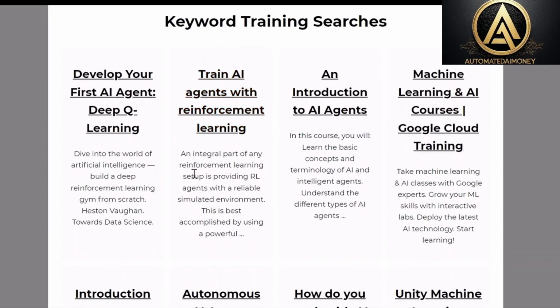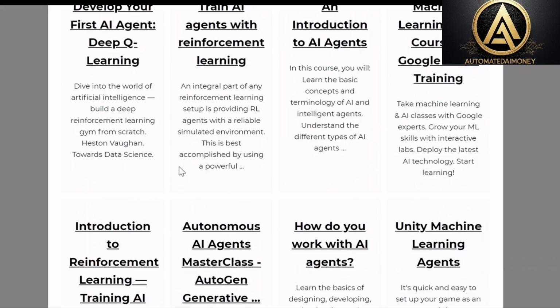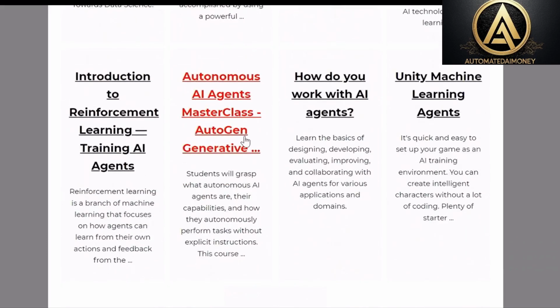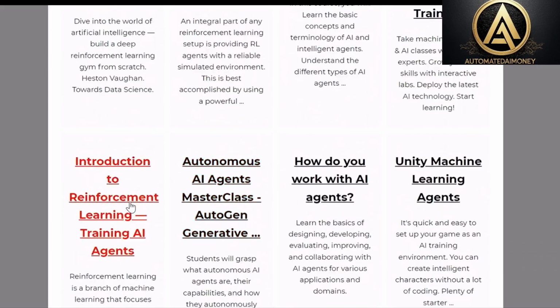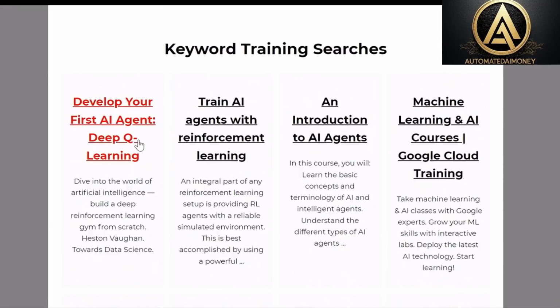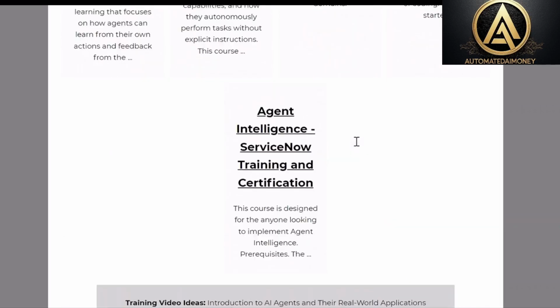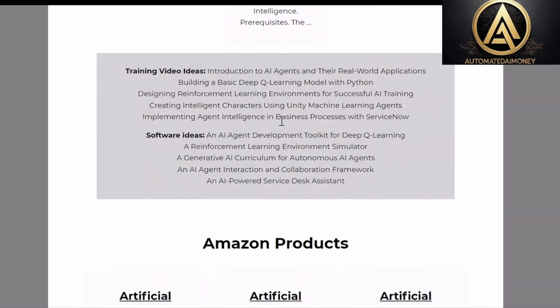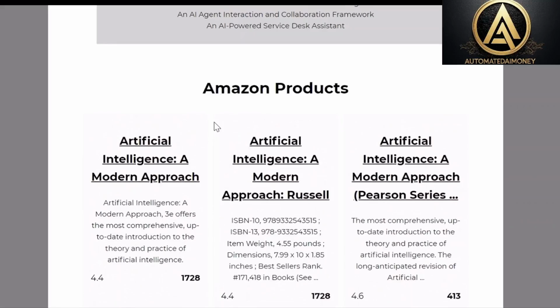It's then going to search for the keyword followed by the word training. So in this case, AI agent training. These are links to different pages that rank for AI agent training. You can click through and kind of browse these if you want. And again, some more ideas. And then we kind of get down to the good stuff.